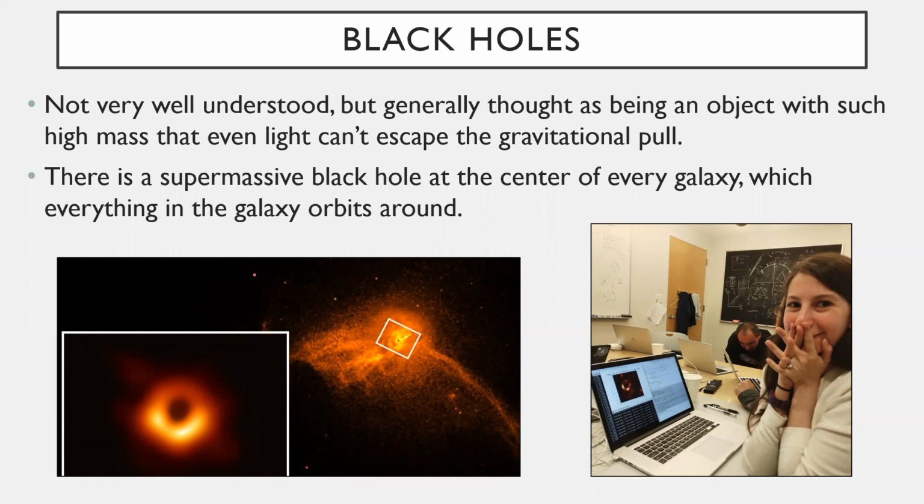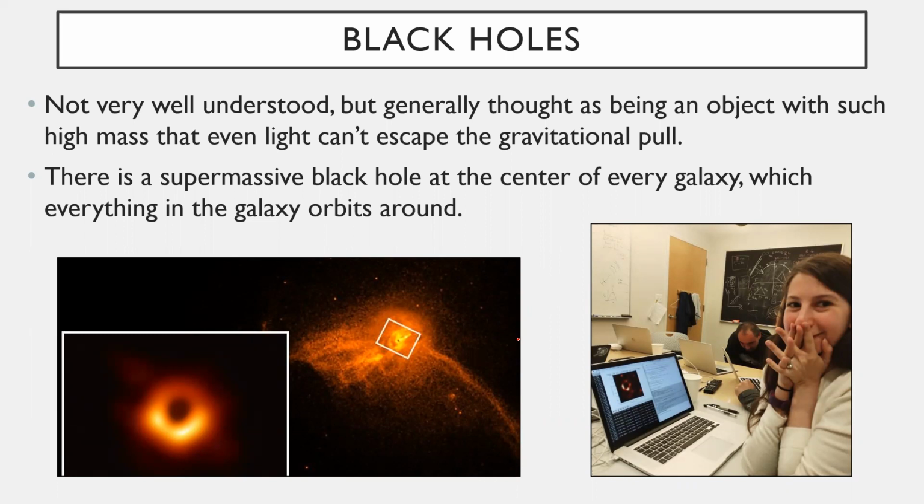That's crazy, right? Now, here's another mind-blowing fact. There's a supermassive black hole at the center of every known galaxy. And that's just the thing that everything in a galaxy orbits around. Black holes don't have to just be in the center of a galaxy, though. They can be in other places as well. But yeah, still very interesting.